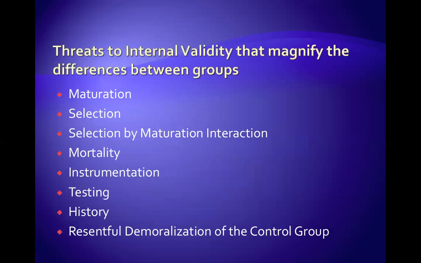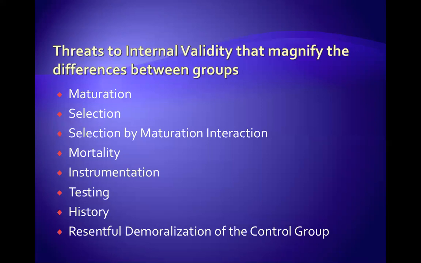Now there's certain threats to internal validity that are going to magnify the differences between groups and also the similarities between groups. Now, for the sake of time, I'm not going to go into each one of these. What I'm going to do instead is upload a list of all of these things that have definitions of each one and examples of each one that I've created over the years. And what I want you to do is read through those, and I want you to know them, in terms of at least being familiar with them. There's a lot of them.